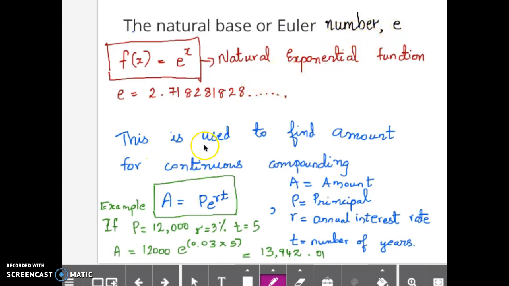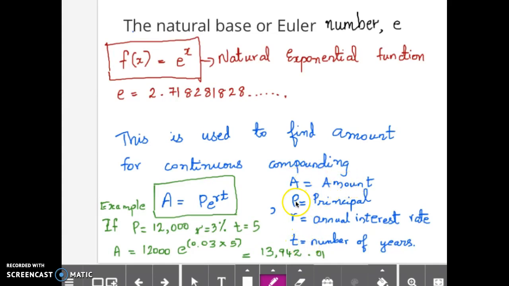You don't have to worry too much about this. Even though it looks like a number that doesn't end and doesn't repeat, it's not confusing because the calculator will do the job. All you have to do is plug in numbers and get the answer from the calculator. Now this is used to find the amount for continuous compounding. For example, the formula is A is equal to P e to the power of r times t. What each letter stands for is written on the left over here.